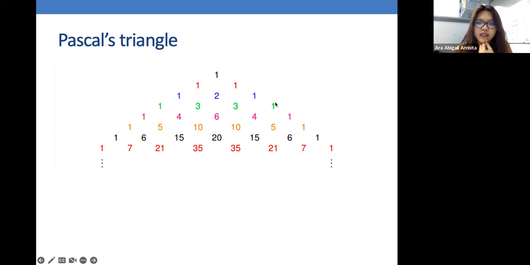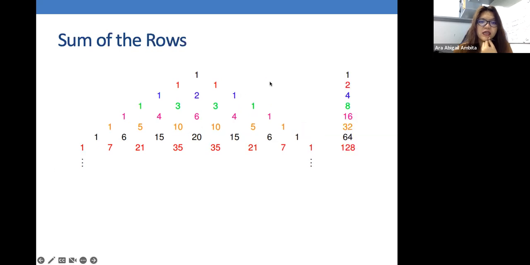And then for this row, which is linked to (x plus y) raised to 3, the coefficients would be 1, 3, 3, and 1, and so on. We have already discussed in the previous video that, let's say we have this 2, it is actually the sum of its adjacent entries above. Okay, so now we have another identity, the sum of rows.